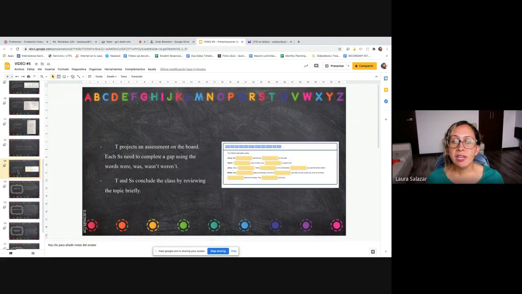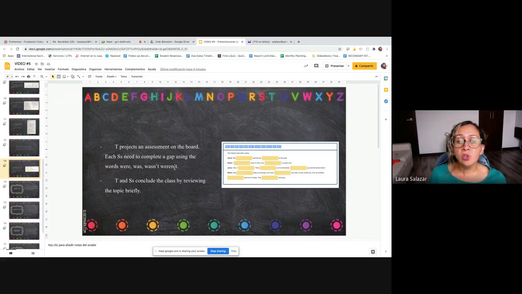Then the teacher projects an assessment on the board. Each student needs to complete a gap using the words were, was, wasn't, or weren't. Here is the assessment that the teacher will project on the board. And she is going to ask each student to complete the sentences using these words. That way she is going to know who understood the lesson and who needs a little bit more support.